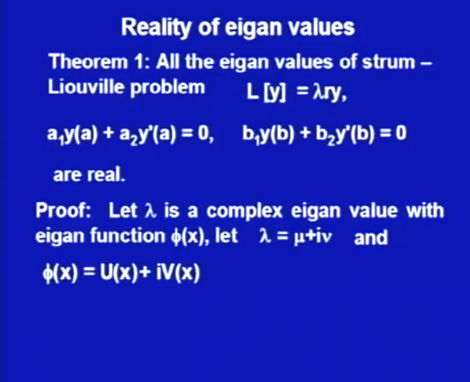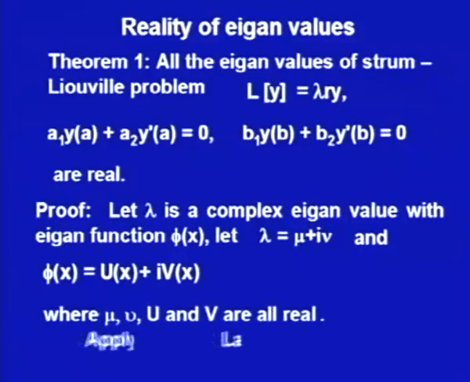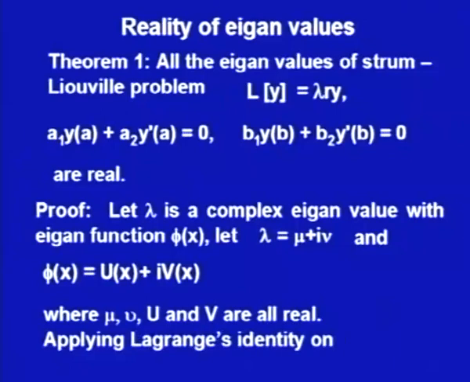Now, with mu, nu, u and v, all we are assuming is real. Applying Lagrange's identity on u and v, we have that the inner product of Lu comma v is the same as the inner product of v comma Lu. There, if I assume u and v the same as phi, then what would we get? We get that the inner product of L phi comma phi is the same as the inner product of phi comma L phi.